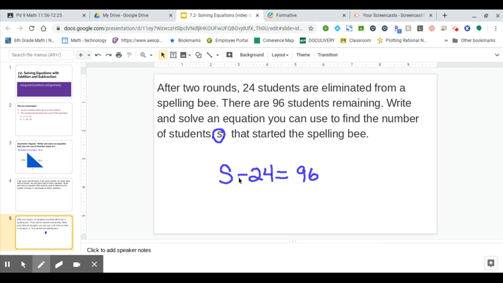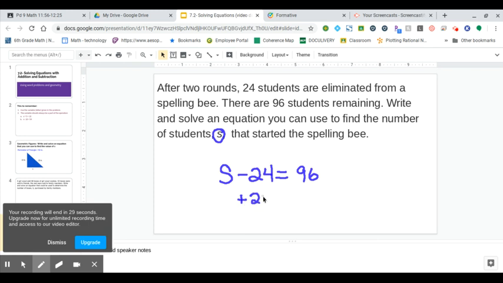Since S is being subtracted by 24, we need to do the opposite and add 24 back in on the left side and then again on the right side. This cancels out and we get that S, the number of students that started the spelling bee, is equal to 120.